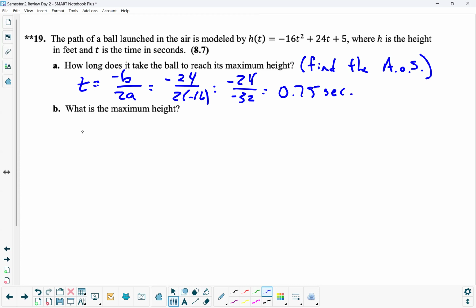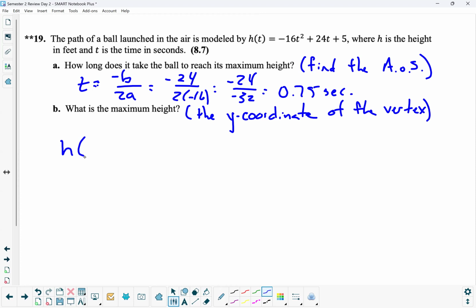What is the maximum height? So now this is the y coordinate of the vertex. So all I'm going to do is take my height equation and plug in 0.75 for t. So -16 times 0.75 squared plus 24 times 0.75 plus 5.